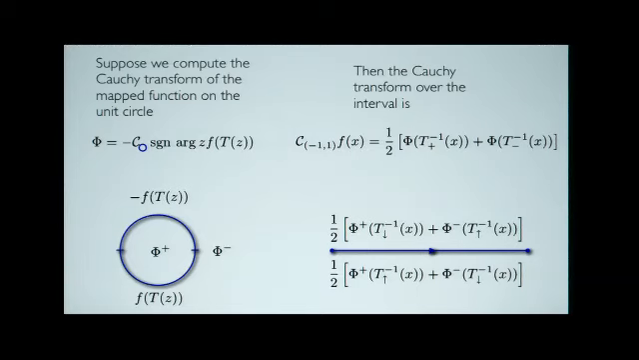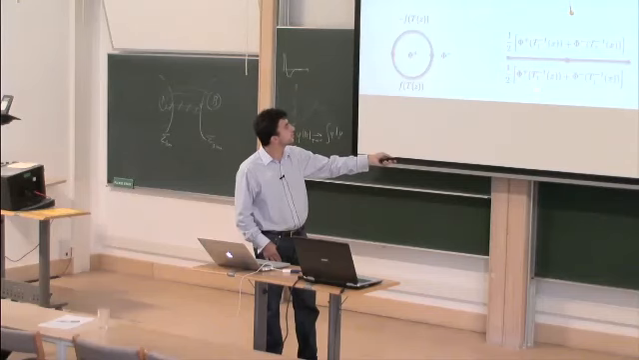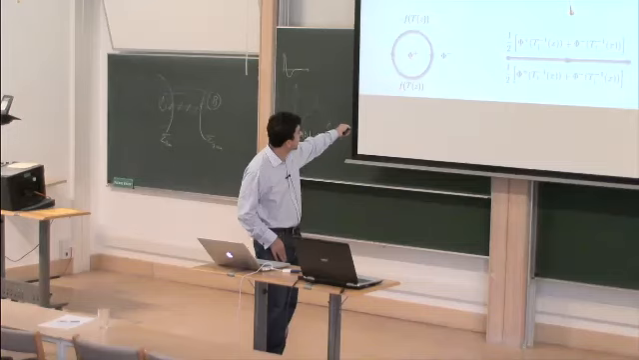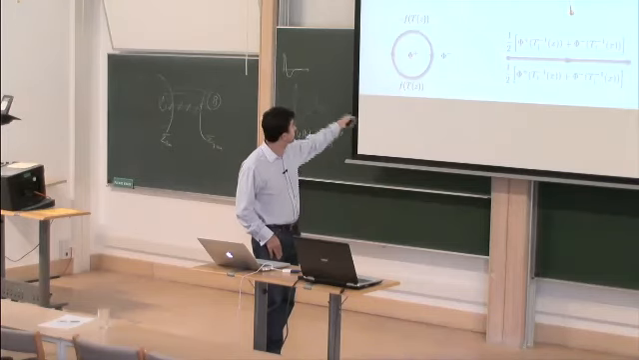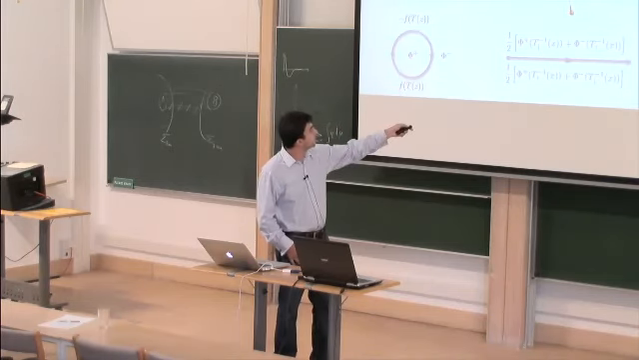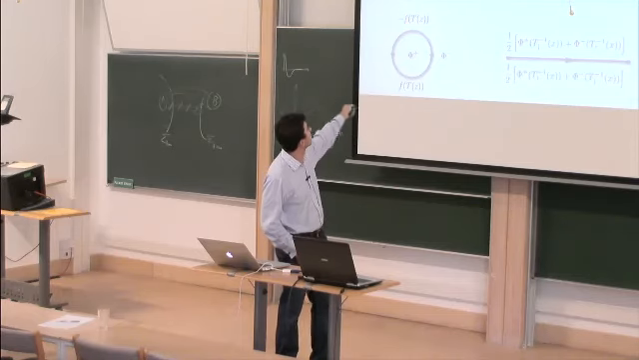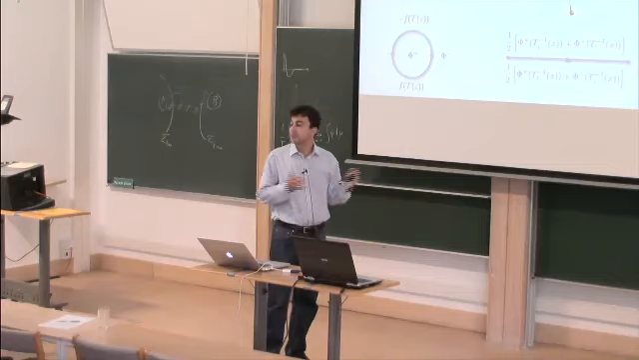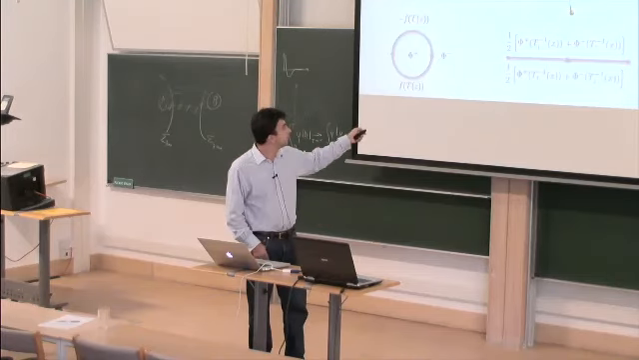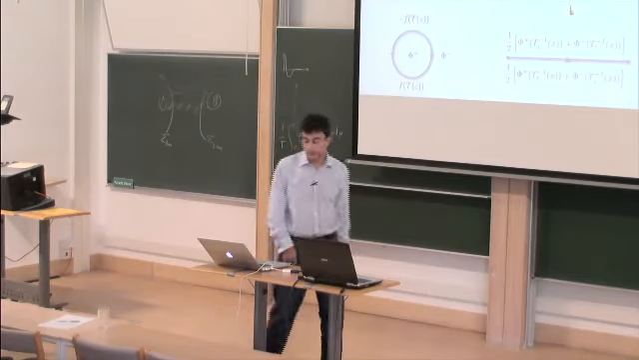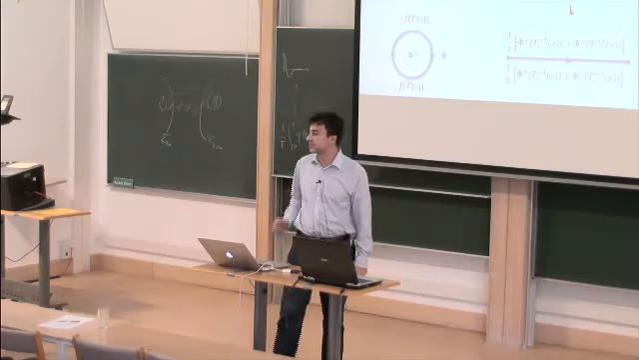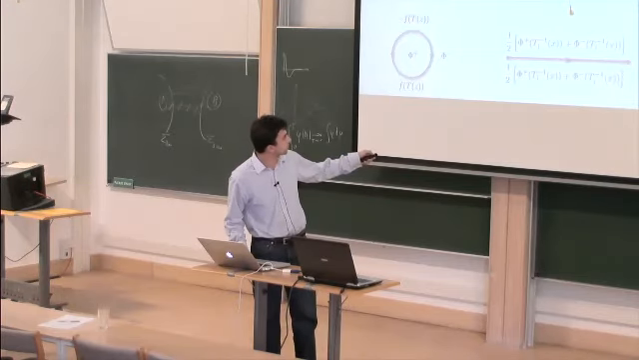And then we can see that this is indeed the Cauchy transform by taking the limit from above. The plus goes to a down arrow, the minus goes to an up arrow, and from below it's the opposite. But this minus this is f of t of z, because that's the relationship here. And then this minus this, or phi plus up arrow minus phi minus up arrow, is minus f of t of z. The minuses cancel, and we get back f of z. And we also get that it decays at infinity. So this is indeed the Cauchy transform over the unit interval.